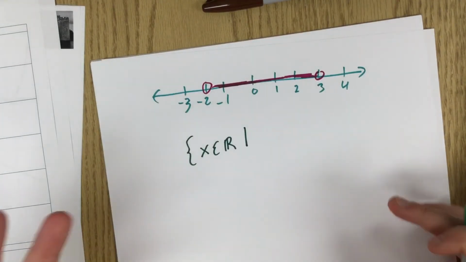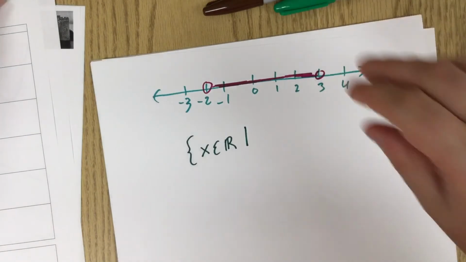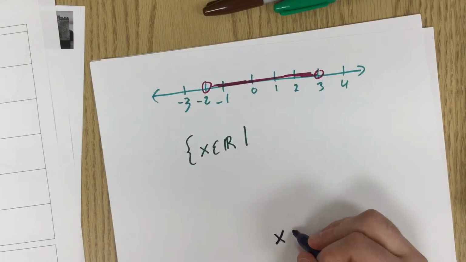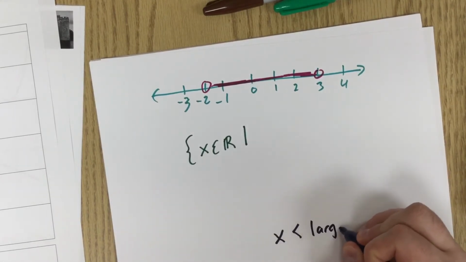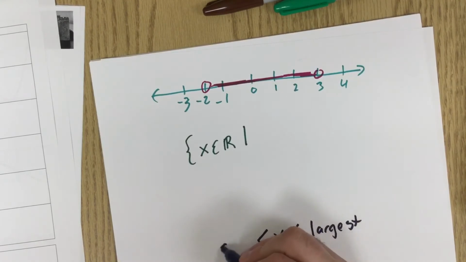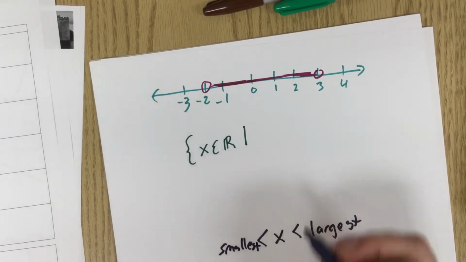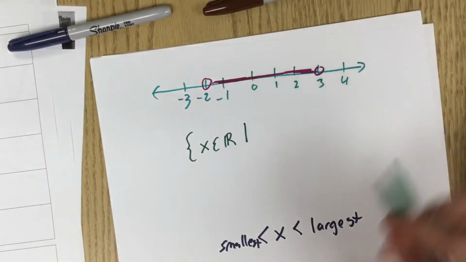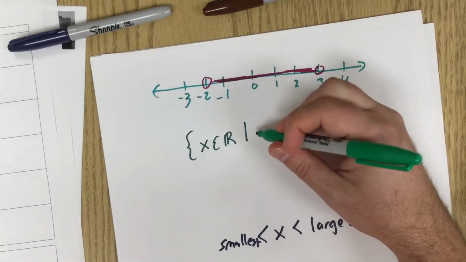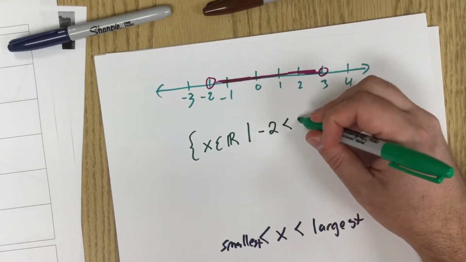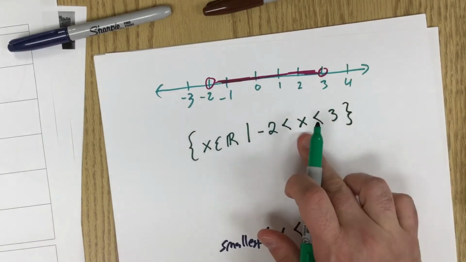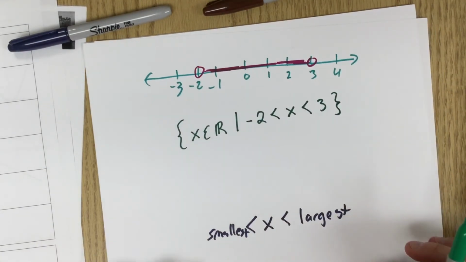And the pattern we're going to use is, don't write this down quite yet, I'm going to write this on the side. We're going to say that x is less than the largest number that it could be, but x is bigger than the smallest number that it could be. So x is bigger than the smallest, but less than the largest. So it's going to be -2 is less than x, which is less than 3. And this is another way of writing x is between -2 and +3.